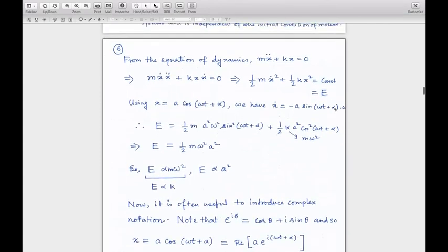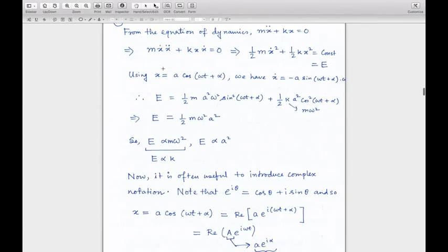Now, from the equation of dynamics, you know that m x double dot plus kx is equal to 0. It simply says that E equals half m x dot square plus half k x square is equal to constant. Then we just write this solution x is equal to A cos(omega t plus alpha). We can easily say that x dot is equal to minus A omega sin(omega t plus alpha). There will be an omega. And finally E will be simply equal to half m.